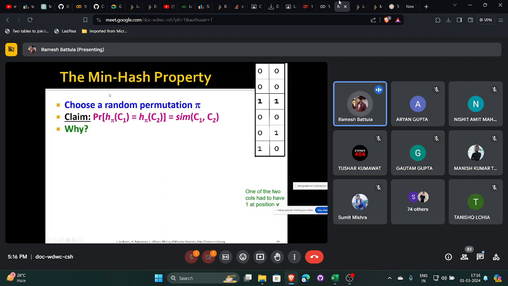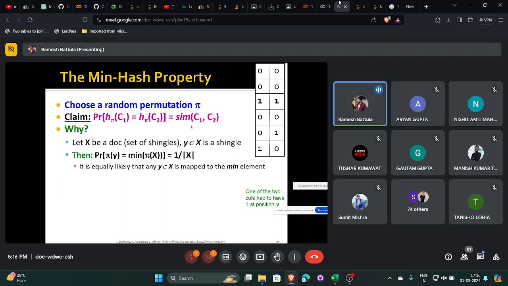We have chosen a random permutation and we are going to claim this one. Why are we claiming this one? If you have some document, let X be a document and Y belongs to a shingle. Clear? Then the probability of pi of Y being equal to min of pi of X is going to be equal to 1 divided by the length of X. That is going to be our set.